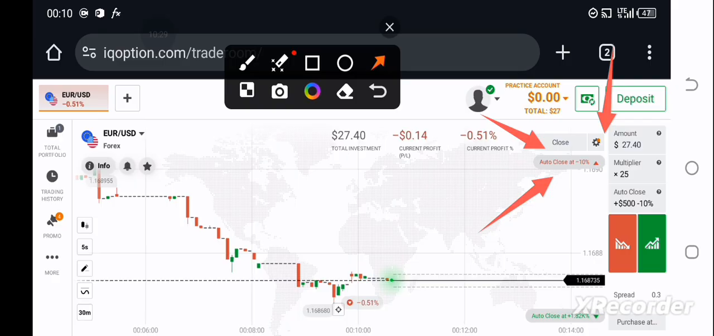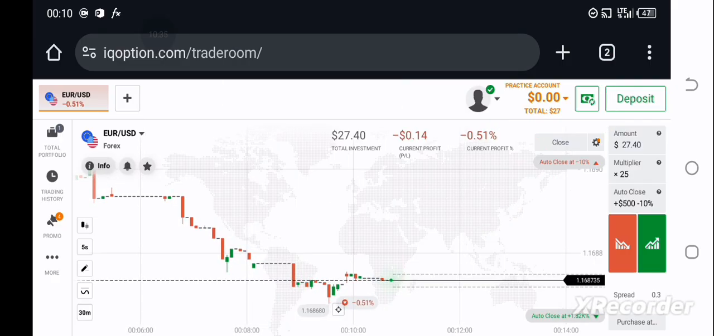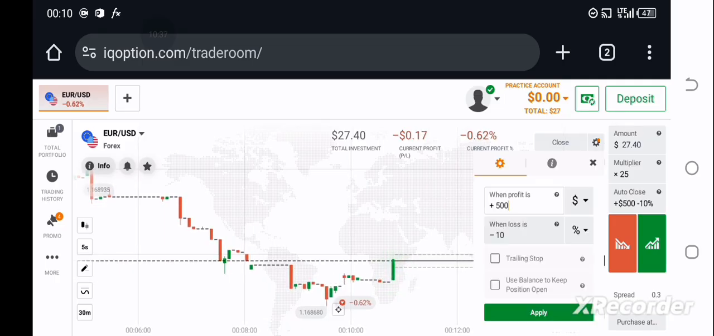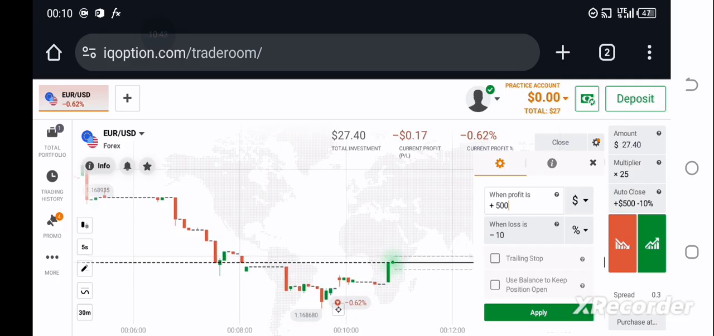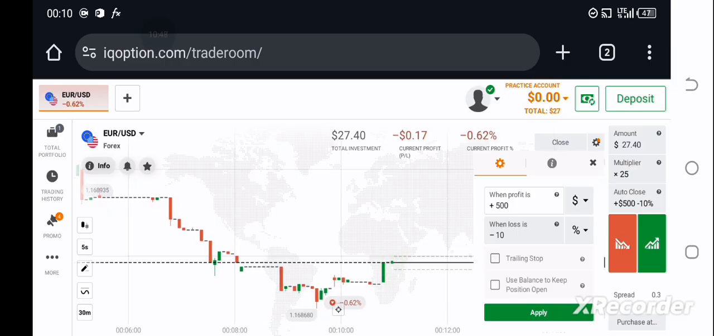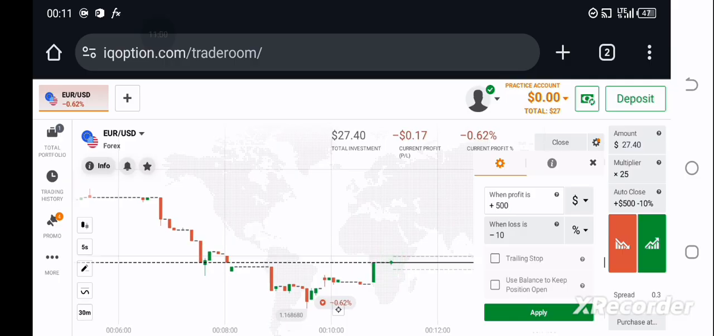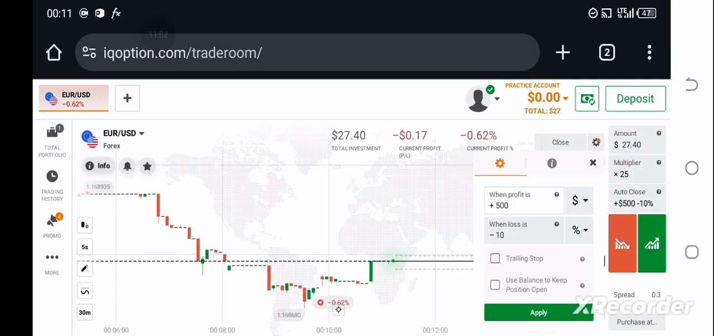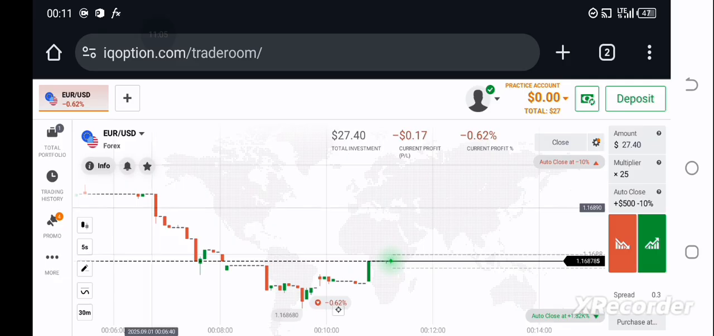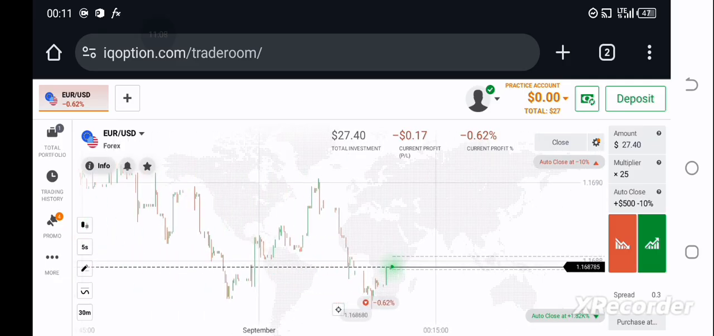Automatically close at minus 10%. If I click there, automatically the trade will close and I will lose 10% of my investment. Now you can click the settings button and adjust your settings. Now I set it that when the trade hits a profit of $500, it is going to automatically exit me out of the market, or if I hit a stop loss of $10, I will be automatically exited out of the market, and I've applied it.